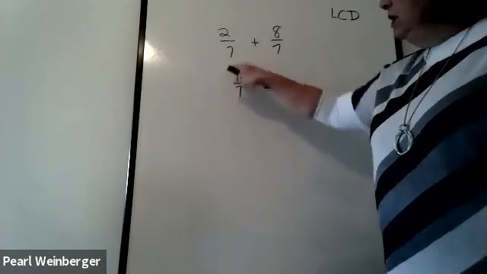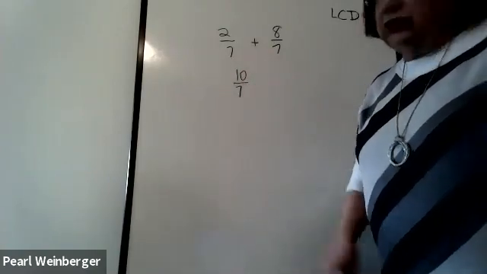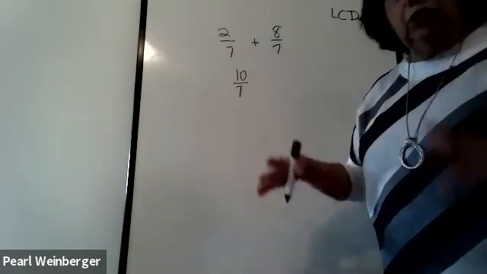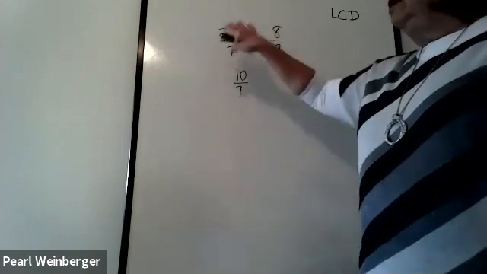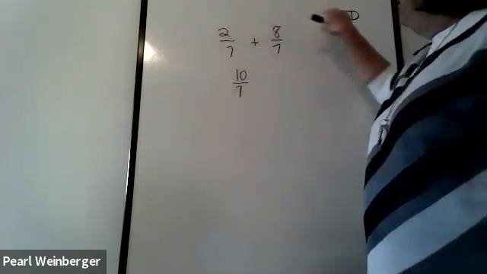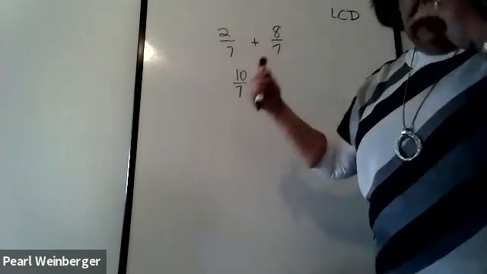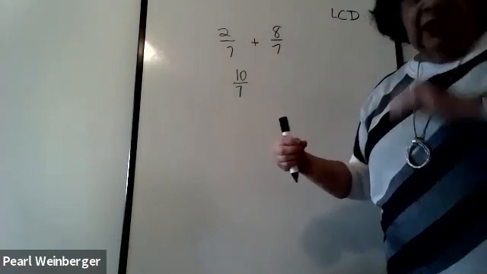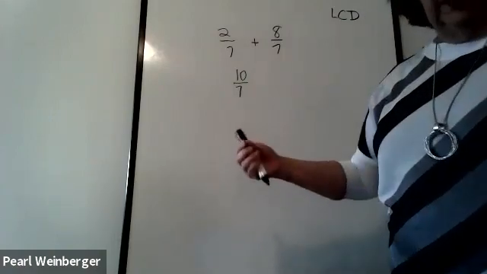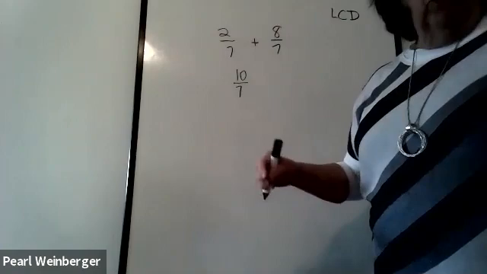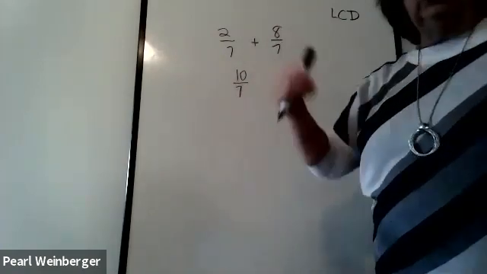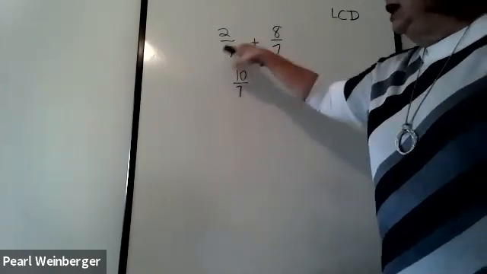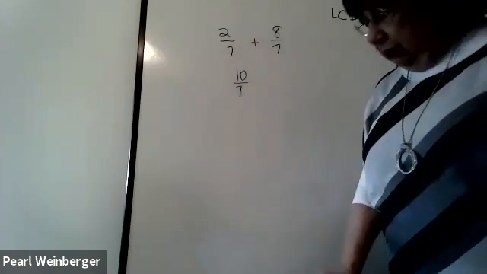You then look to see if you could reduce this fraction. Is there a common factor in the numerator and denominator? If there is, then you reduce your fraction. But the important thing is to have a least common denominator or a common denominator, the same denominator for both fractions, and then you just add your numerators. Or if the operation is subtraction, you subtract your numerators and leave the common denominator. You do not add or subtract your denominators.